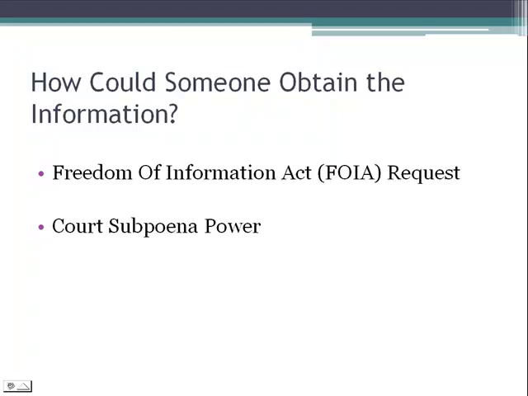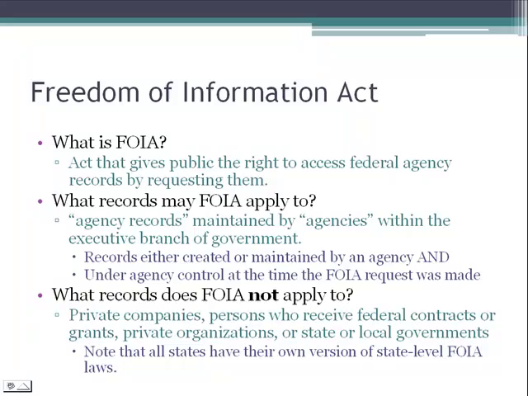FOIA is an act that gives the public the right to access federal agency records simply by requesting them. It's used a lot of times in the news media, in whatever fashion, in order to get records that talk about different aspects of the federal government. And these records are agency records that are maintained by agencies within the executive branch of government. USDA obviously is one of those. But for them to be these records, they have to pass this test. They either have to be created or maintained by an agency, and they also have to be under agency control at the time the request is made.